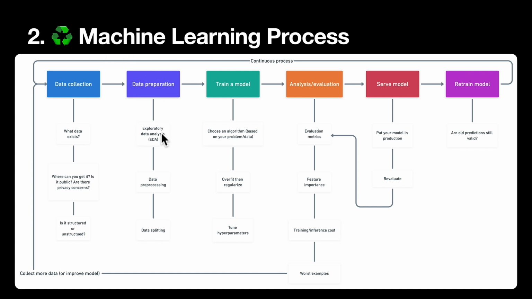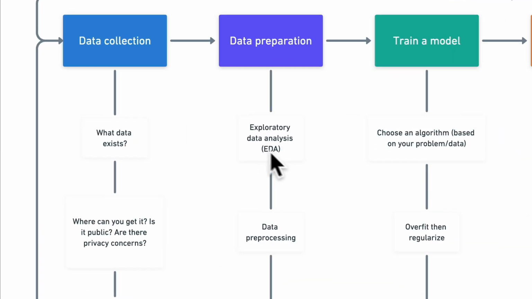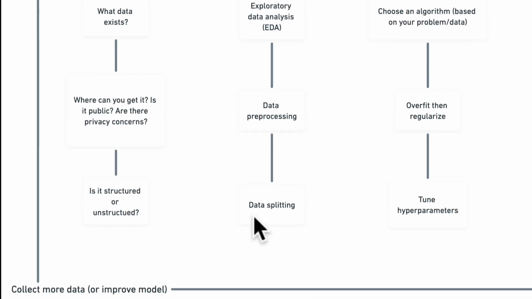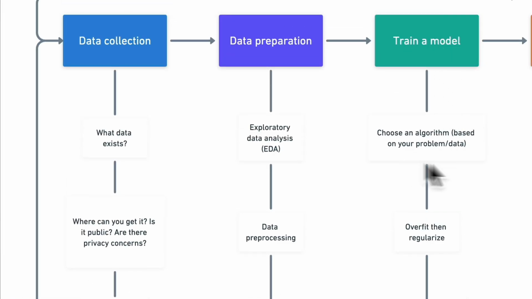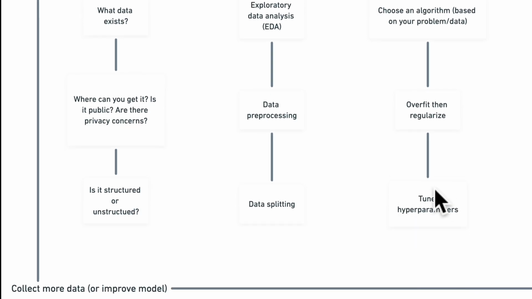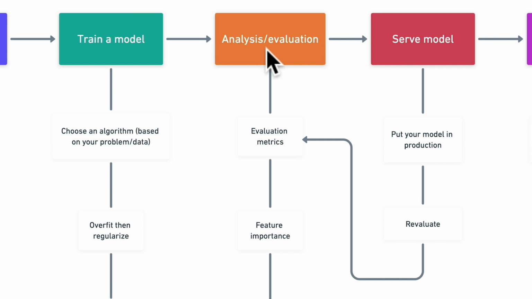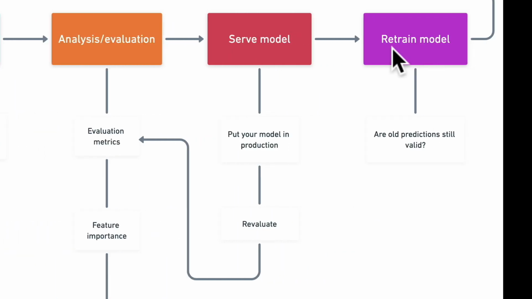Data preparation. Here you might do steps like exploratory data analysis or data pre-processing. Remember, turning data into numbers. Data splitting, turning your data into a training, validation, and test set. We'll get into that in a moment. Train a model, choose an algorithm, overfit then regularize. Tune the hyperparameters. Once you've trained a model, analyze the model. Once you've analyzed the model and go, yes, my model is ready, you can serve it, aka put it into production so that people can actually use it. And then finally, retrain a model.